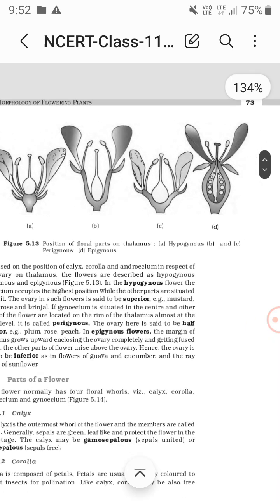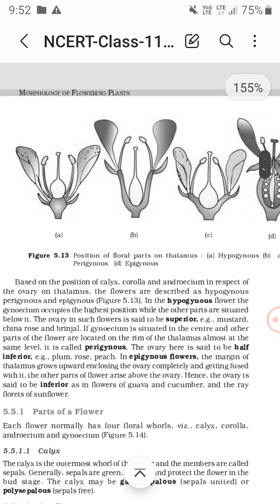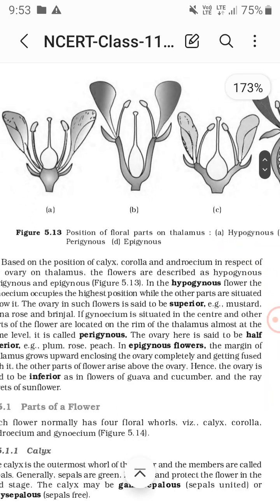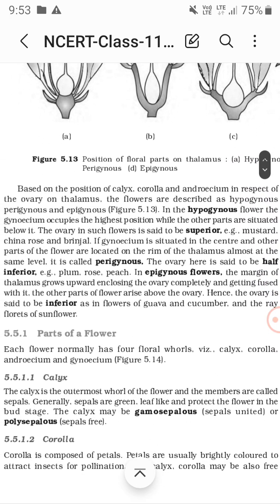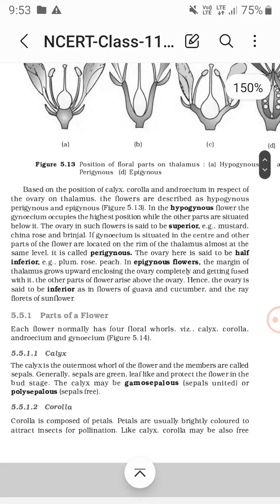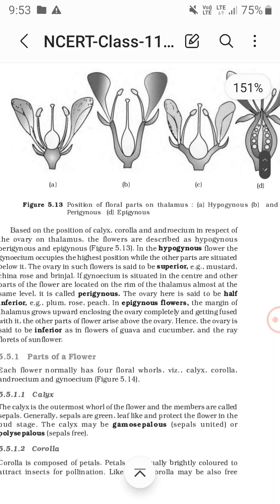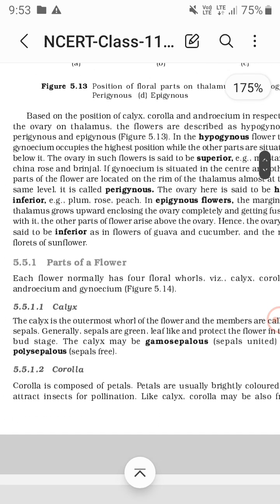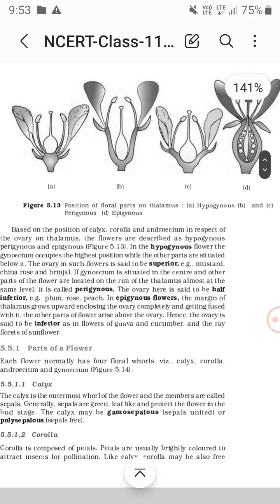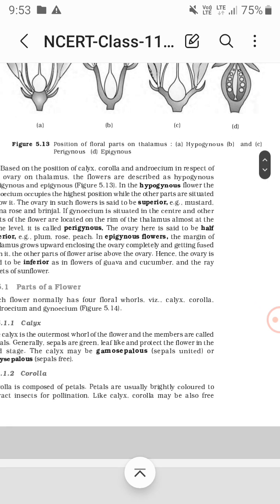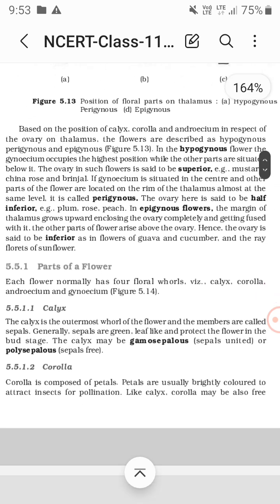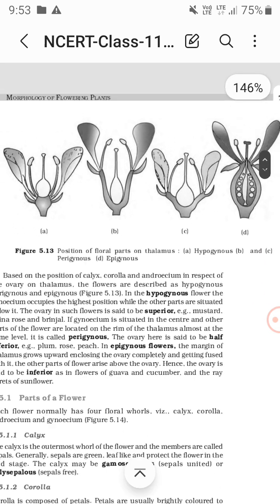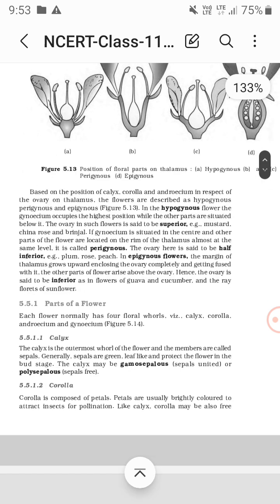The flowers can be hypogynous. You see in the first diagram, the ovary is at the highest position. So ovary at the highest position, these are hypogynous flowers. In the second and third diagram, these are perigynous. The ovary is inferior, half superior. And in the fourth diagram, it is epigynous, that is the ovary is inferior. So this is it. Like flowers can be hypogynous, perigynous, and epigynous.